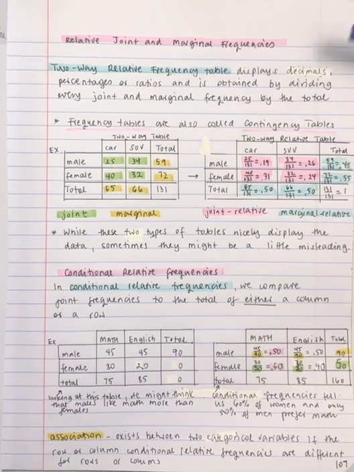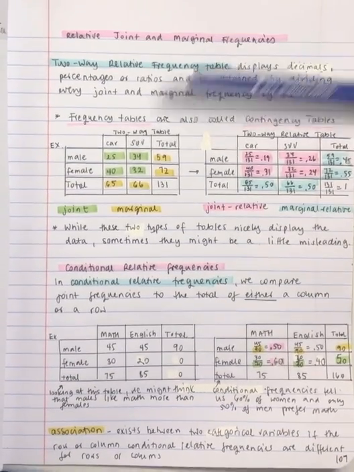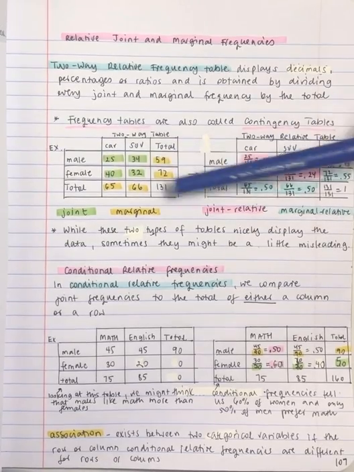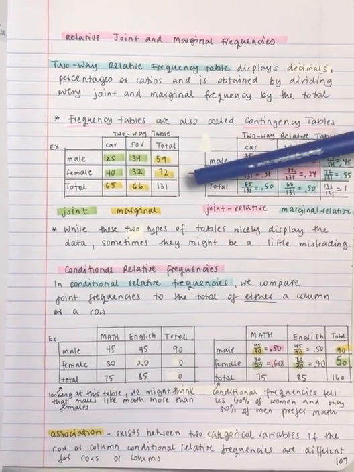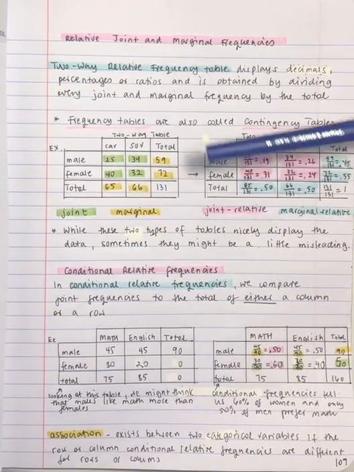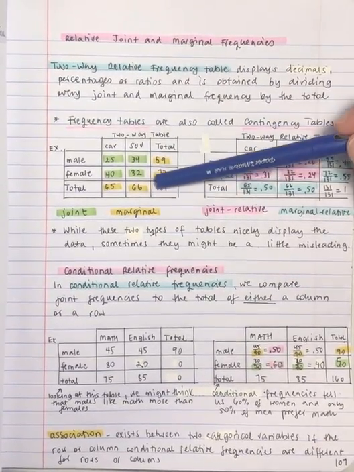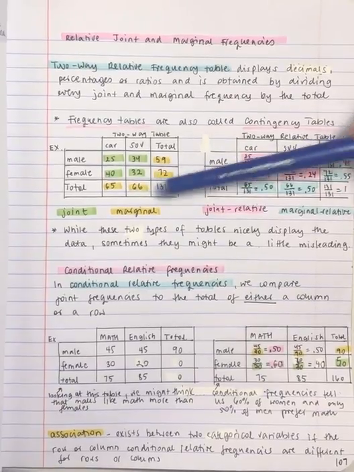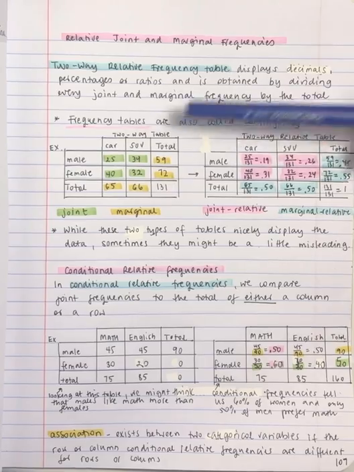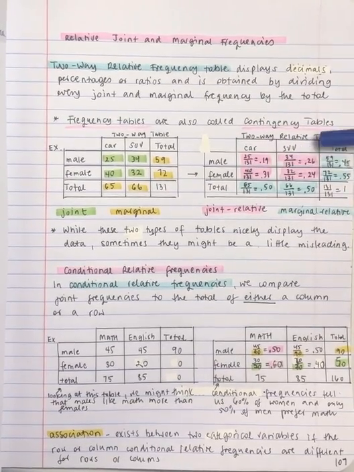And the way we do these kinds of tables is we take each of the joint frequencies, which are those green ones right here, and each of the marginal frequencies in the table, and we divide every single one of those by our total. So in this case it was 131. So we take 25, we divide by 131, we take 40, divide by 131, and so on.